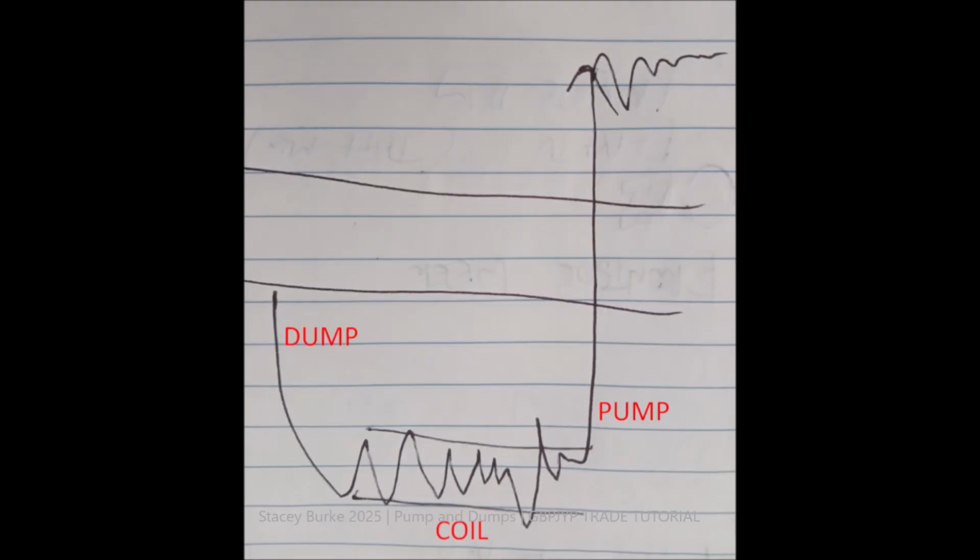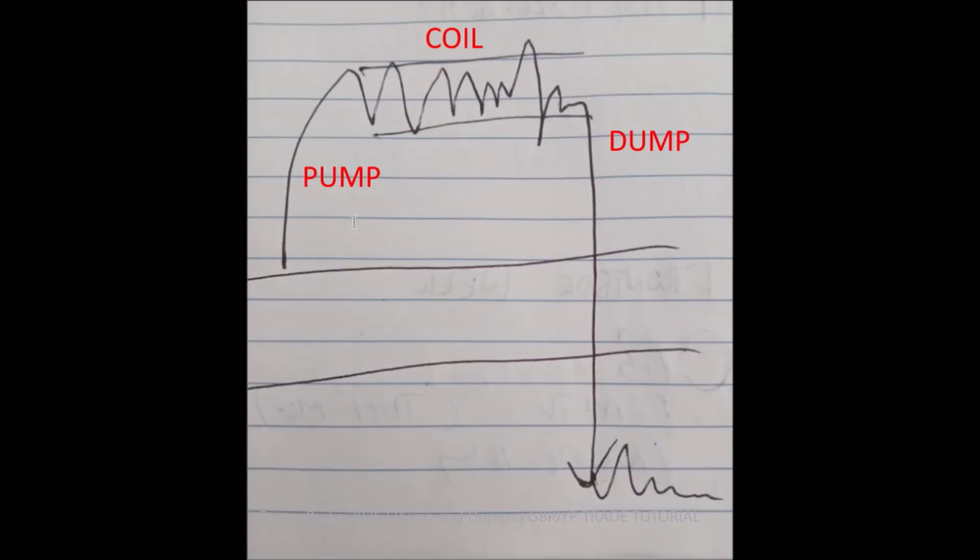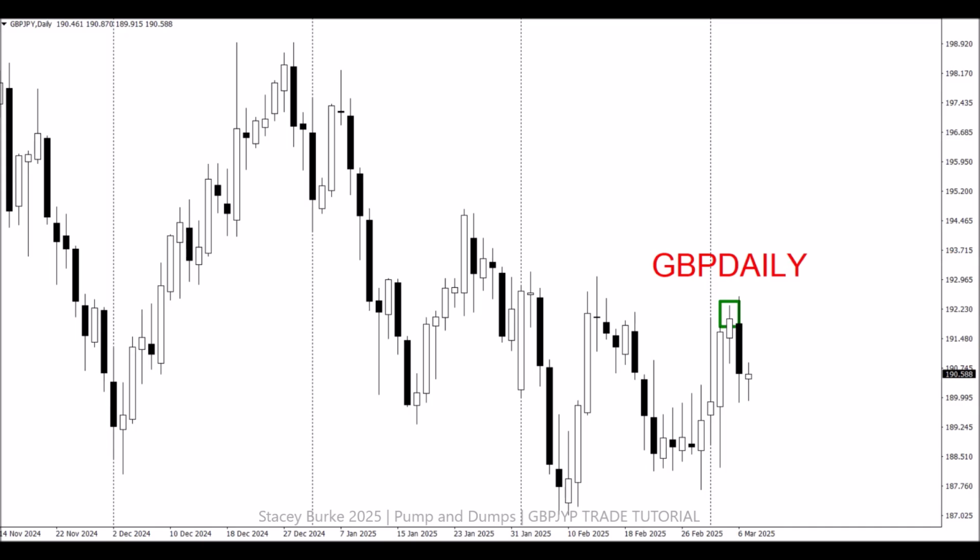Now there are only two setups as we've talked about. Dump, coil, and pump, or pump, coil, and dump. Now, as we spoke about yesterday, the most important thing when you start is working from the higher time frame. All signals in the playbook and the masterclass all come from the higher time frame. We're looking at the daily chart.